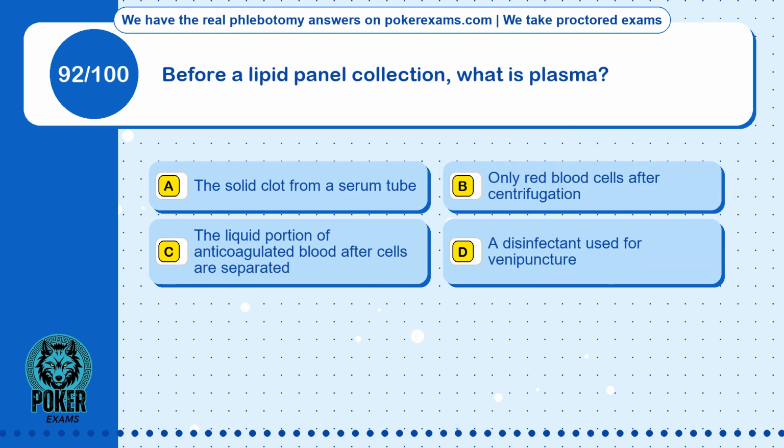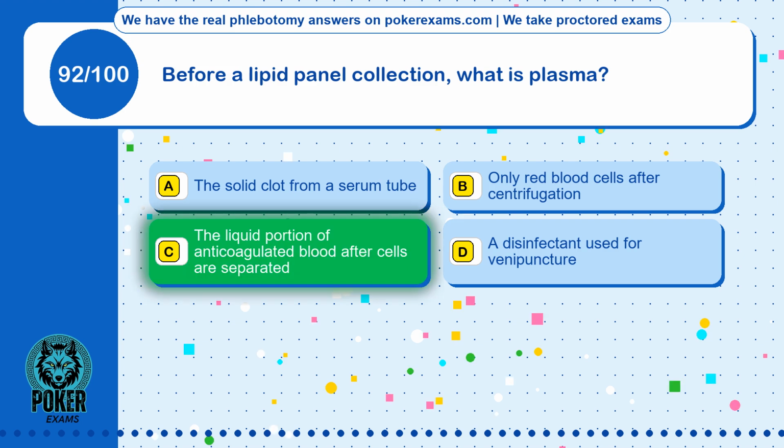Question 92. Before a lipid panel collection, what is plasma? Option A. The solid clot from a serum tube. Option B. Only red blood cells after centrifugation. Option C. The liquid portion of anticoagulated blood after cells are separated. Option D. A disinfectant used for venipuncture.